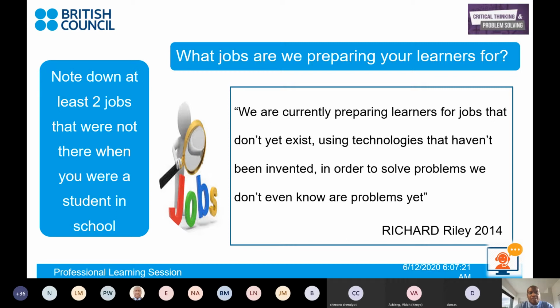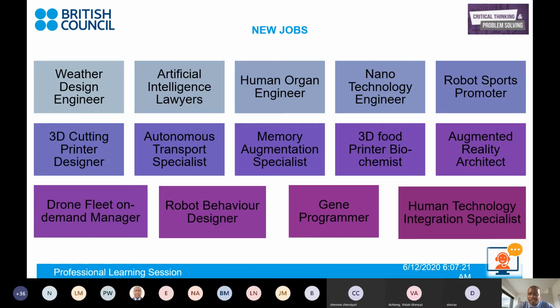So we are talking about jobs like weather design engineer, artificial intelligence, human organ engineer, nanotechnology engineer, robot sports promoter, 3D cutting printer, autonomous sports specialist. We're talking about things like that, which require a different technology: memory augmentation specialist, 3D food biochemist, augmented reality.